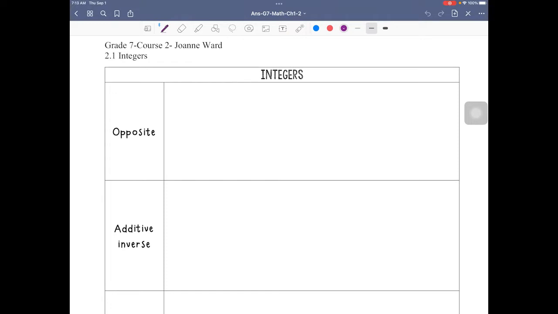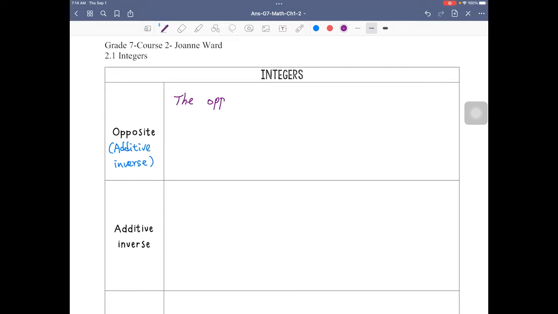Okay, so first of all, I want to talk about opposite. Opposite or additive inverse, they can be used interchangeably. But additive inverse has another meaning. So now I will just simply put additive inverse here. The opposite, the additive inverse, the number is the same distance.